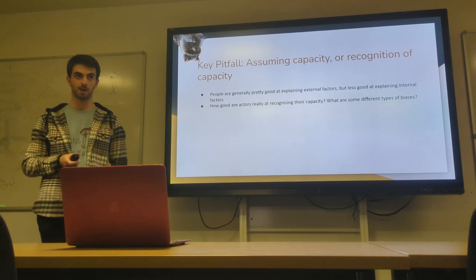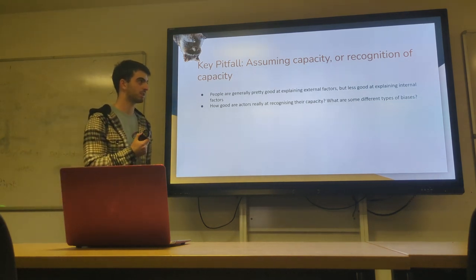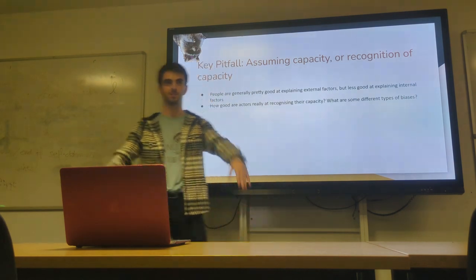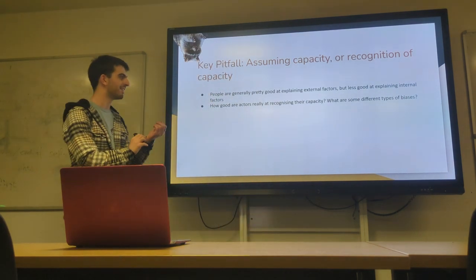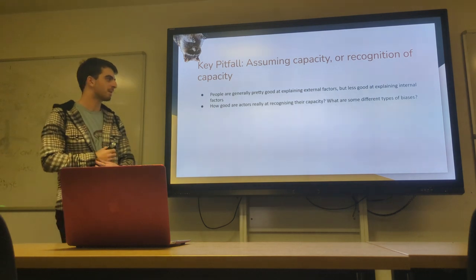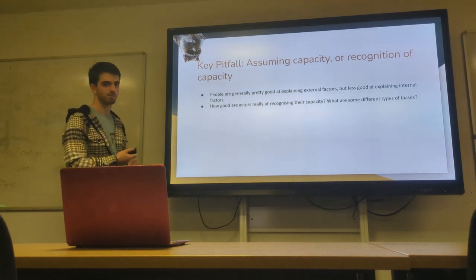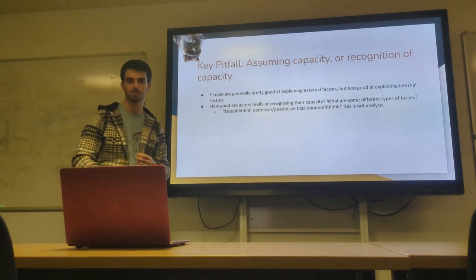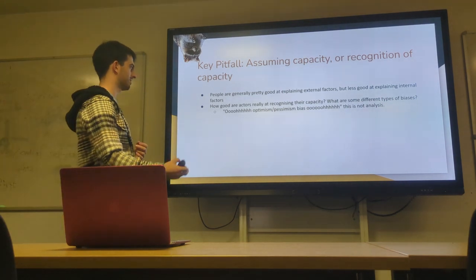Because there are a lot of different types of biases, and in most debates that I watch, people just say optimism bias, pessimism bias, optimism bias, oh! And you don't want to explain. It's like, okay, fine, some people can have those sometimes, but why? That's not analysis. So, what are some other biases that we can have?